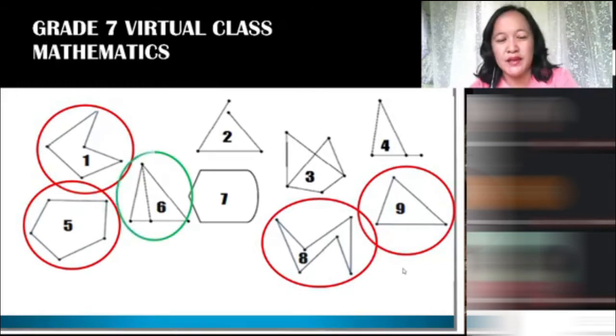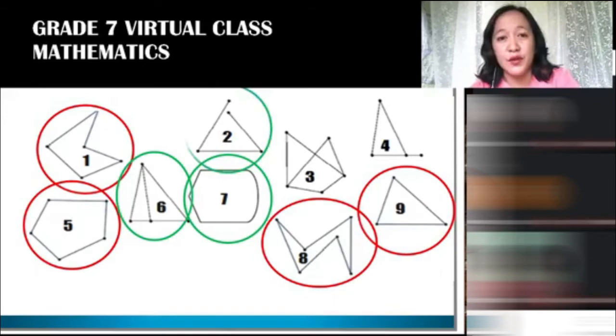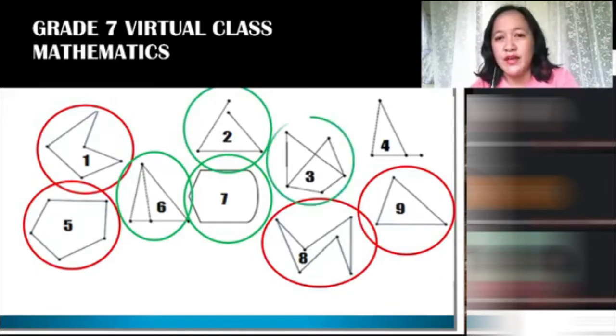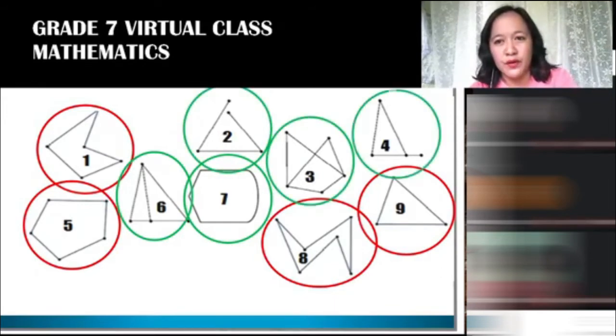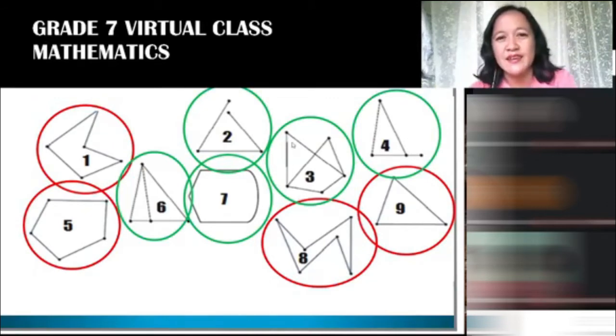Siyempre, yung ating mga tira, which includes figure 6, figure 7, figure 2, figure 3, and figure 4. Okay? So, look at figure 6, 7, 2, 3, and 4. Why do you think figure 2 is not a polygon? Anyone from our Google Meet learners, students? Bakit kaya ito ay hindi example ng polygon? Kasi po, hindi po sila magka-connect sa isa't isa po.